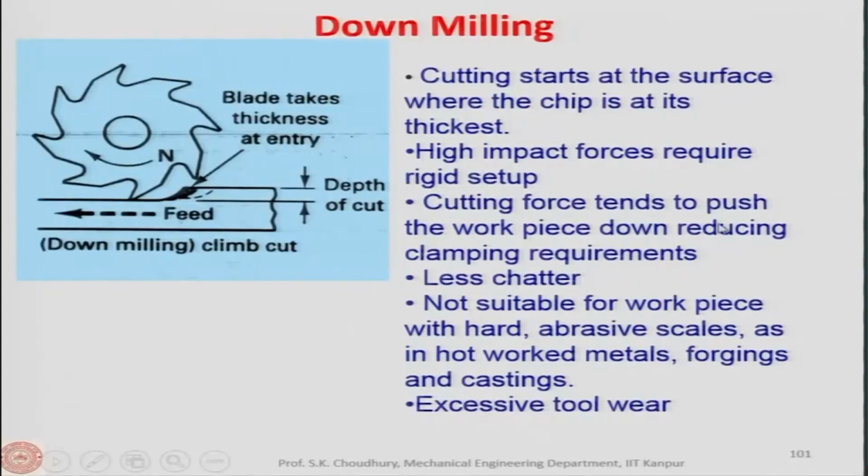Now, cutting force tends to push the workpiece down, reducing the clamping requirement. Okay. So, here you can see that this is the other way around, this will try to push down. When it is pushing down, that means your clamping requirement will be less, as compared to the up milling, for example, where there is a tendency for the tool to pull up the workpiece. So, in this case the clamping forces will be less, but here there is one fear, since it is pulling and pushing down.